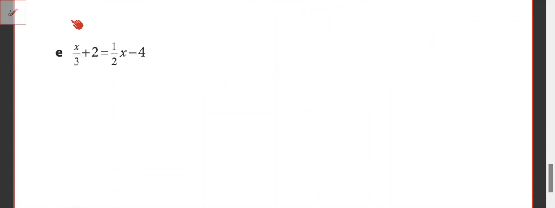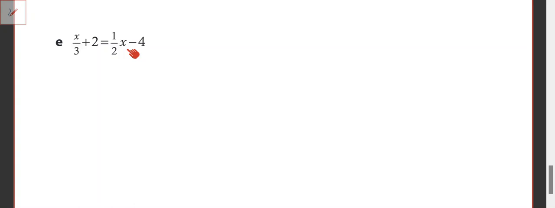Now this is an important one because it has a lot of steps. The problem with this one that makes it harder is this is a fraction. It's only a third of x. X has been divided by 3. And on this side, x gets divided by 2, or multiplied by a half. We want to get whole values of x. So the first thing we need to do is deal with those divisions, really.